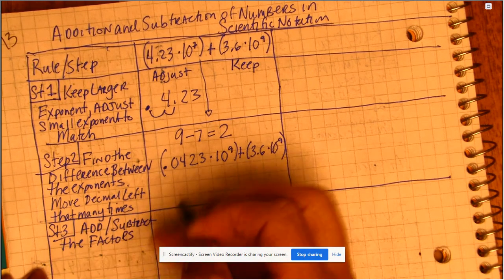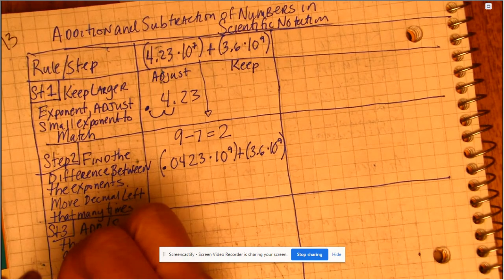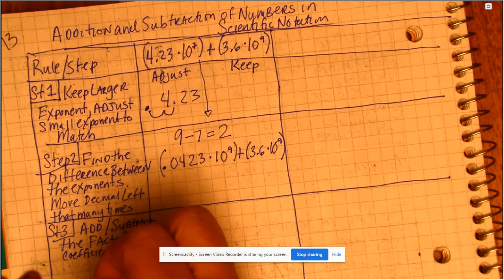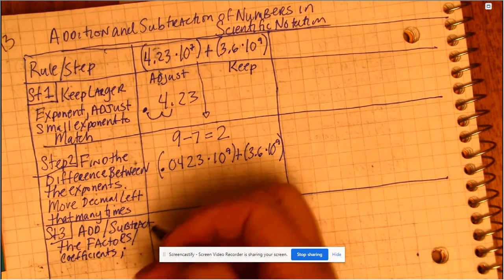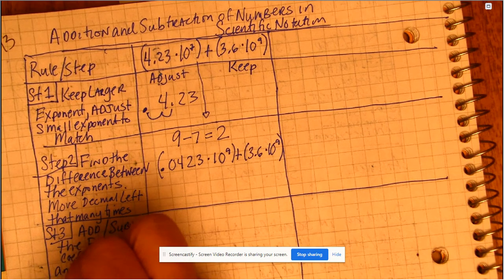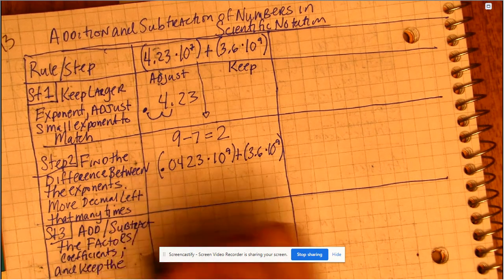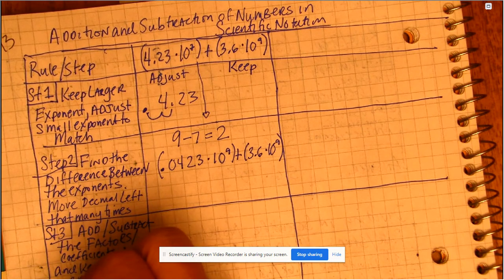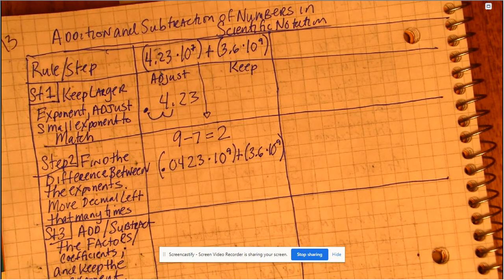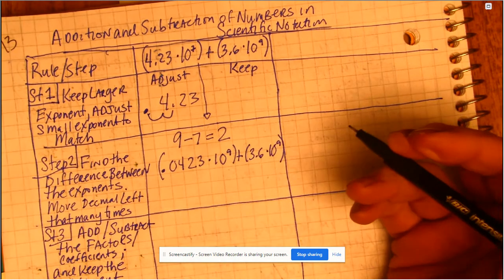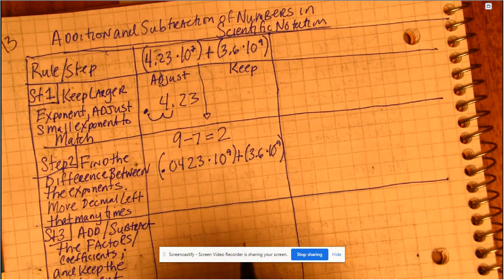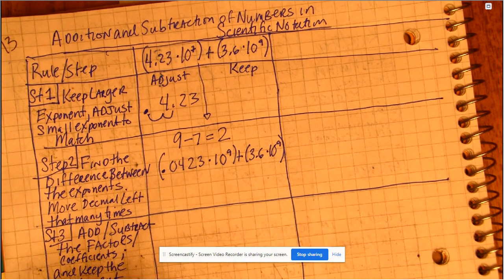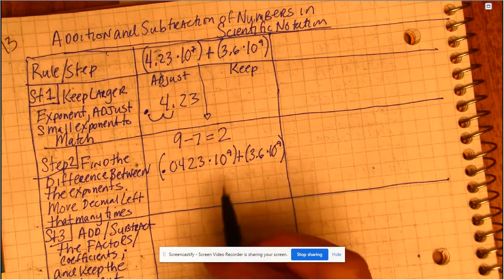The factors, or if you want to call it the coefficients, I like calling it the factors. Some people like calling it the coefficients. So we're going to add and subtract the factors or coefficients and keep the exponent. So in this step up here, when we adjusted this, we didn't actually use the laws of exponents. We actually used the rules for just moving something into scientific notation, that understanding of what happens with place value. So we're not executing the laws of exponents after we add these.